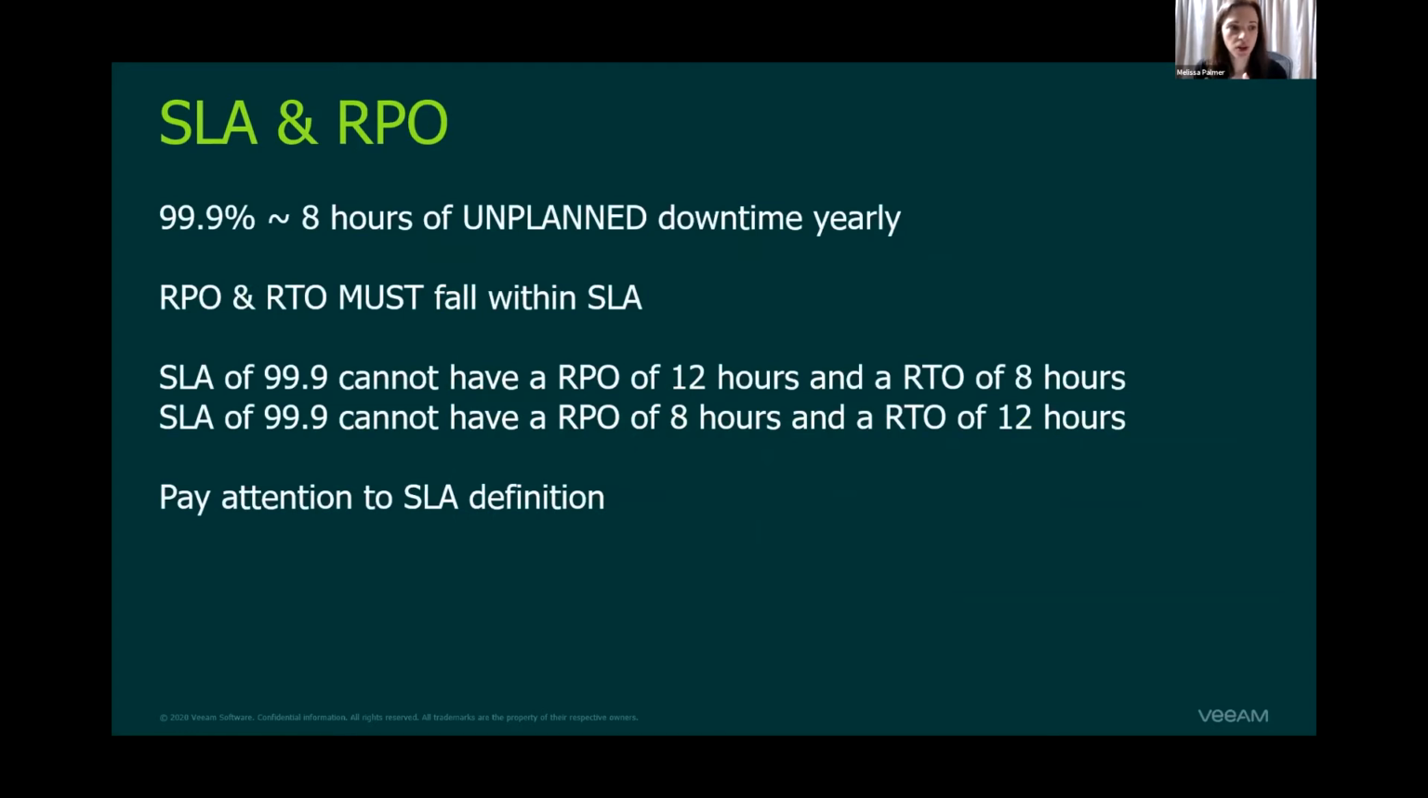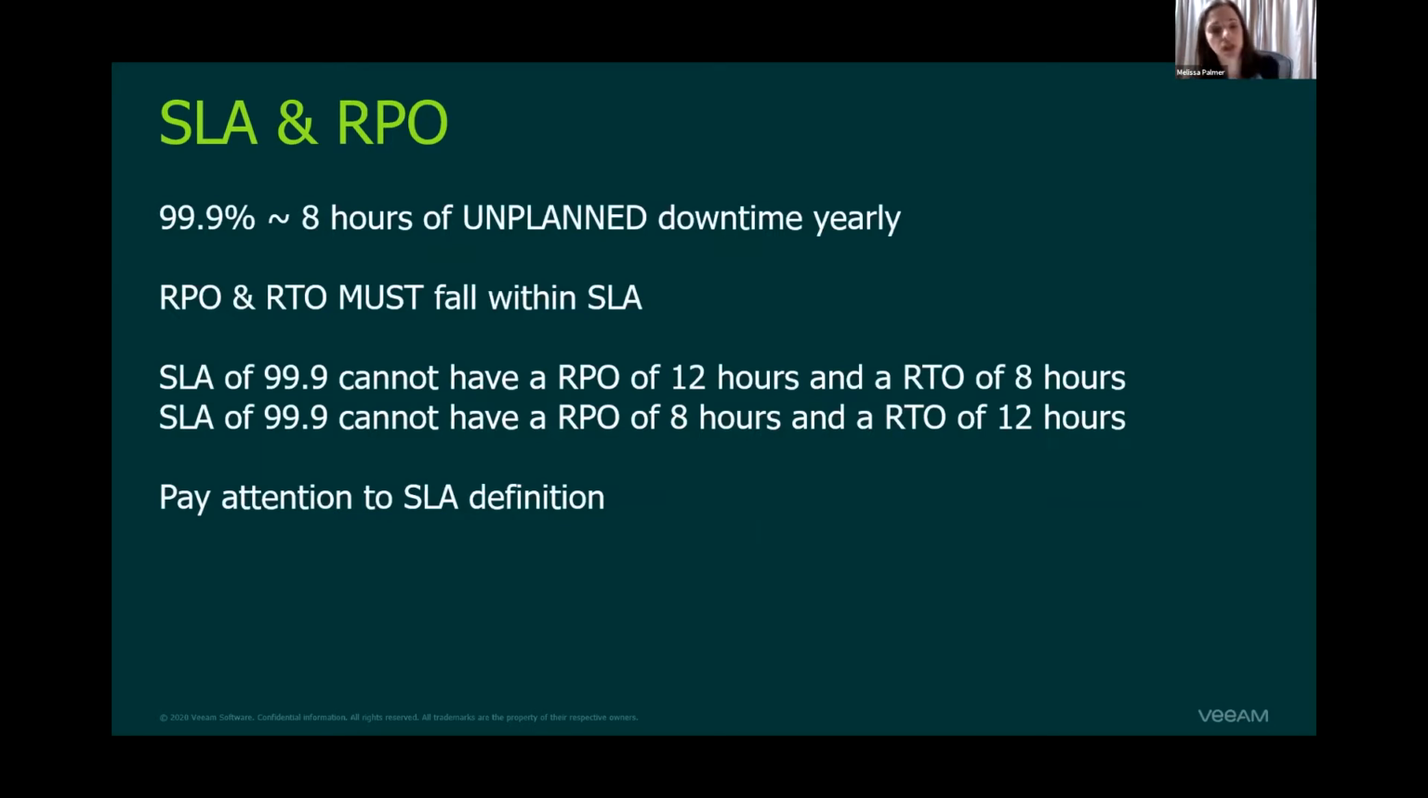All right, so we talked about SLA, our 3 nines, right? And our RPO. So 99.9, we talked about 8 hours and 46 minutes. Let's just call it 8 hours of unplanned downtime yearly. And that's the trick with an SLA.